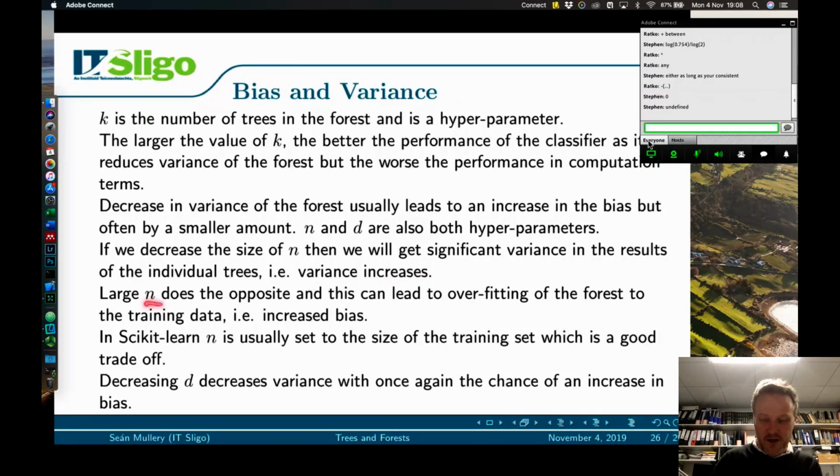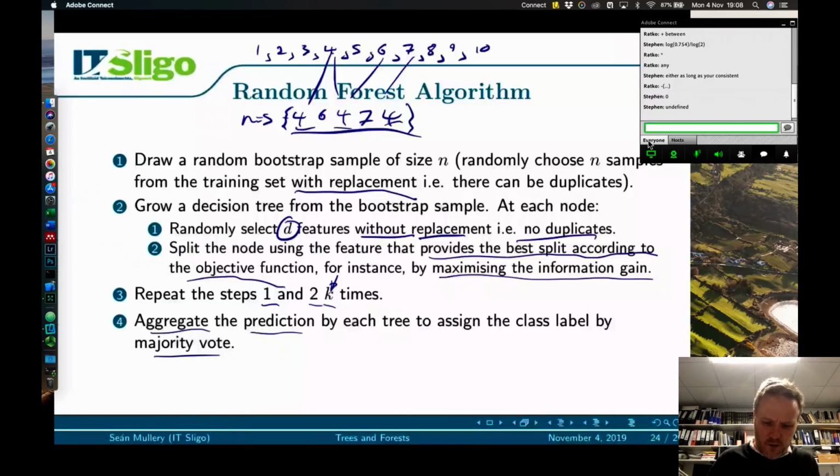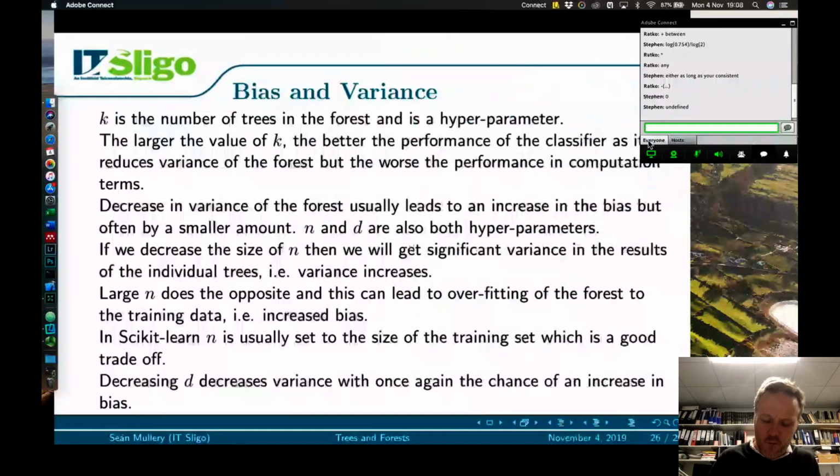If I go for a large n though, this does the opposite, and this can lead to overfitting of the forest where every tree is coming up with the same thing because I've used nearly all of the samples. So it gives you less variance, but it's overfit, or it's biased towards that particular type of data, so it's an increase in bias. What they do in scikit-learn is n is usually set to the size of the training set. So just to be aware of what we mean by that: my training set last time was 32, and we would set n equal to 32.